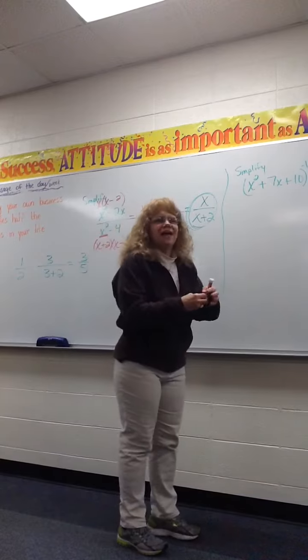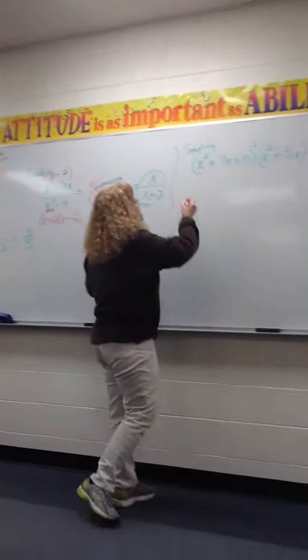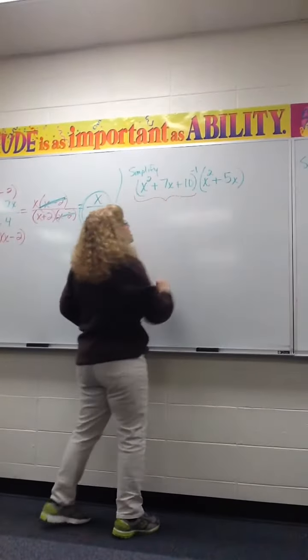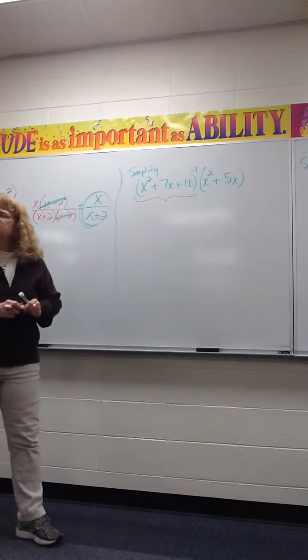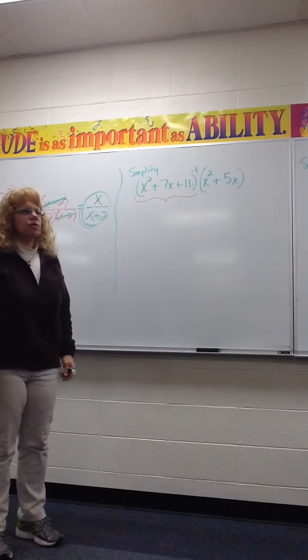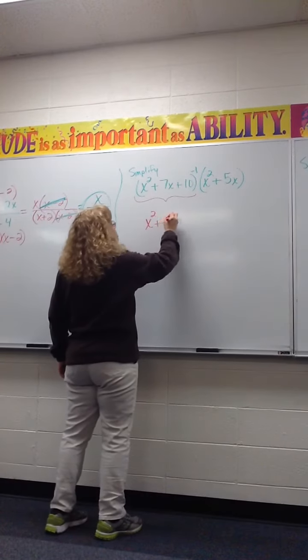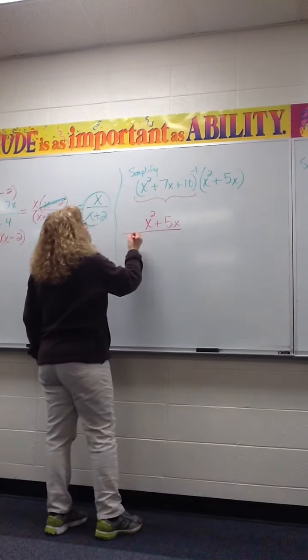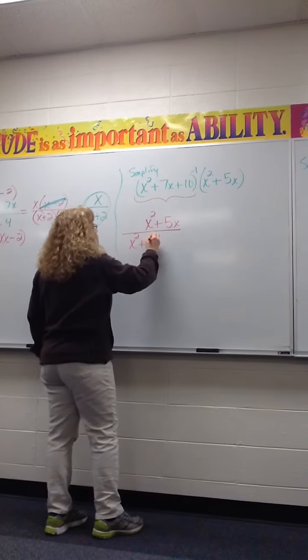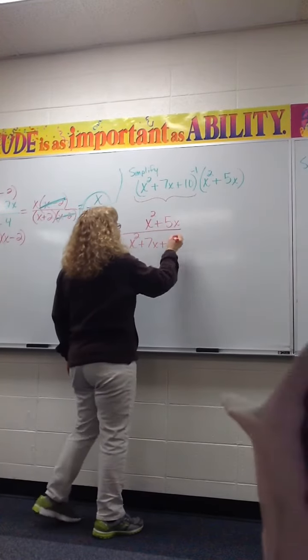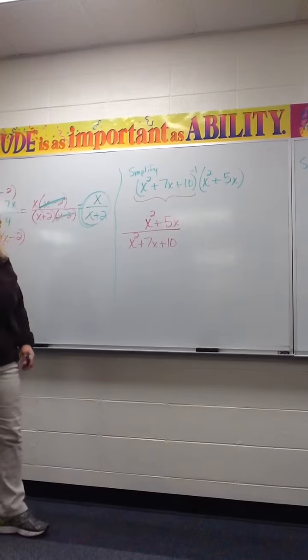Here's where what we did yesterday and the day before comes in. This quantity is all to the -1. What did we learn you do if it's a negative exponent? Put it on bottom. Right. So on top I'm going to have x squared plus 5x, and on bottom, x squared plus 7x plus 10. And it's all to the first, so I don't need the exponent.